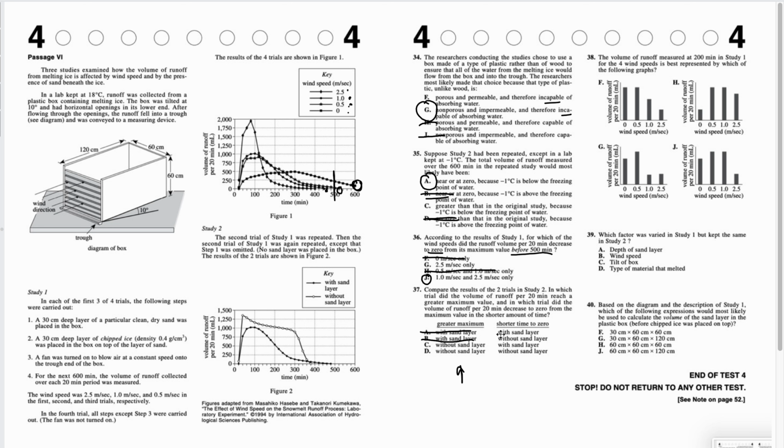Now coming over here, we want to see which one has a shorter time to 0. Shortest time to 0 is when it hits the y-axis. When it gets y-axis of 0, it's when it hits the ground. So the first one is also the open circle, which is the without sand layer. So the answer for 37 is D.